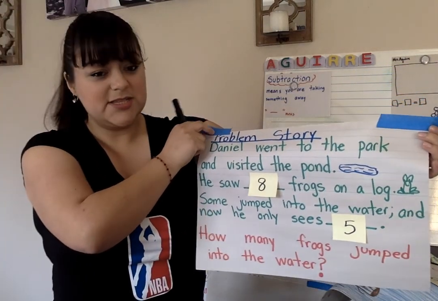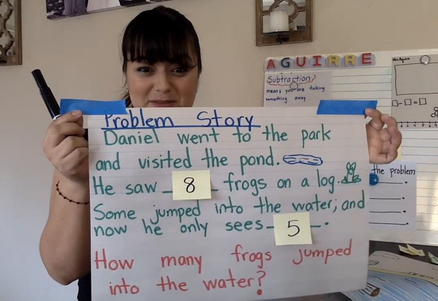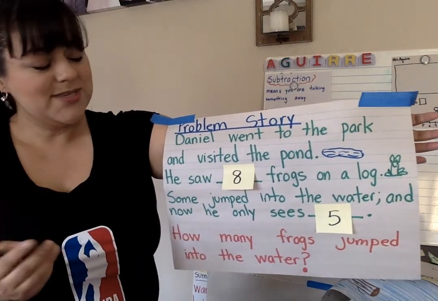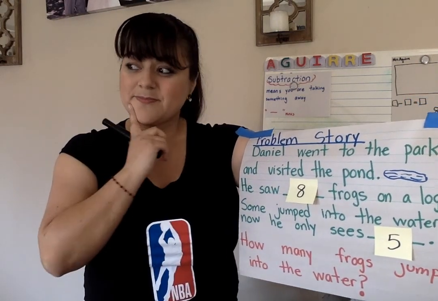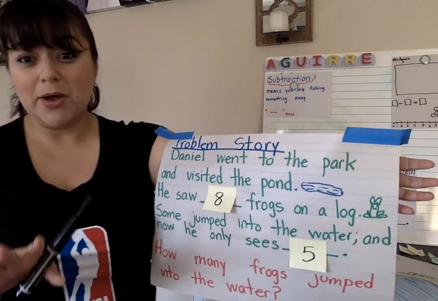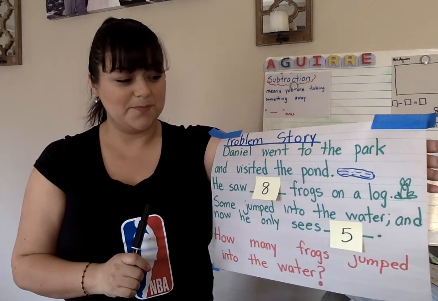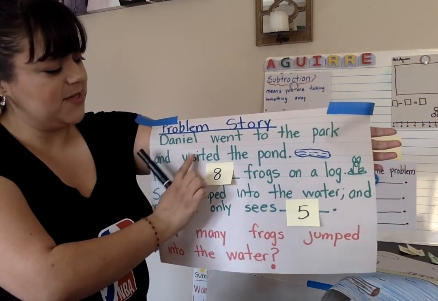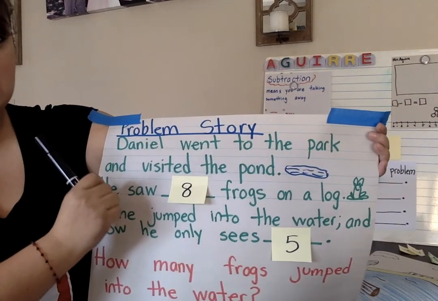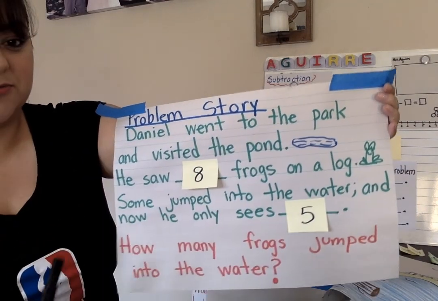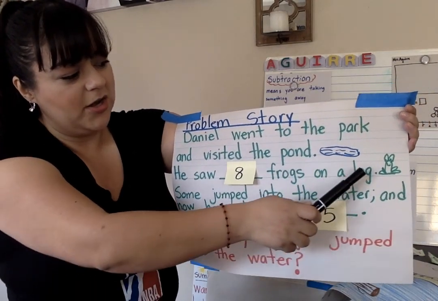Okay, great. So let's first try to make sense of this story before we problem solve. So who is this story about? Daniel. And where did Daniel go? To the park. Now, while he was at the park, he went to a specific place. Where did he go? It says he visited the pond. Good, so we looked at the text and we see that he went to go visit the pond. Fue al agua.